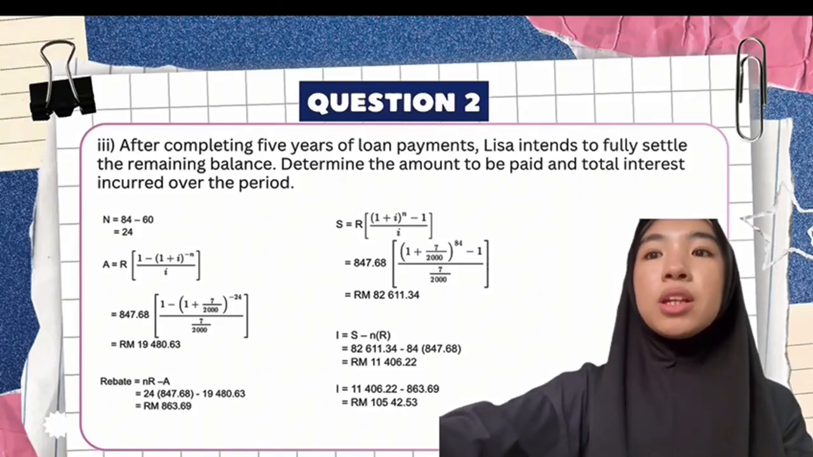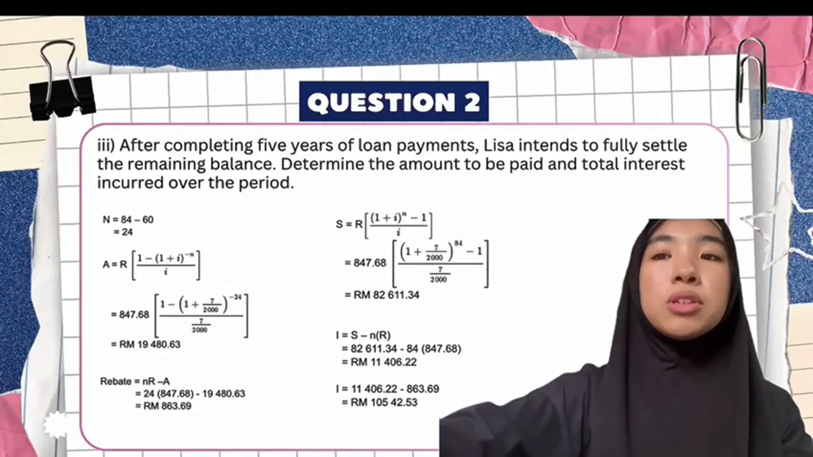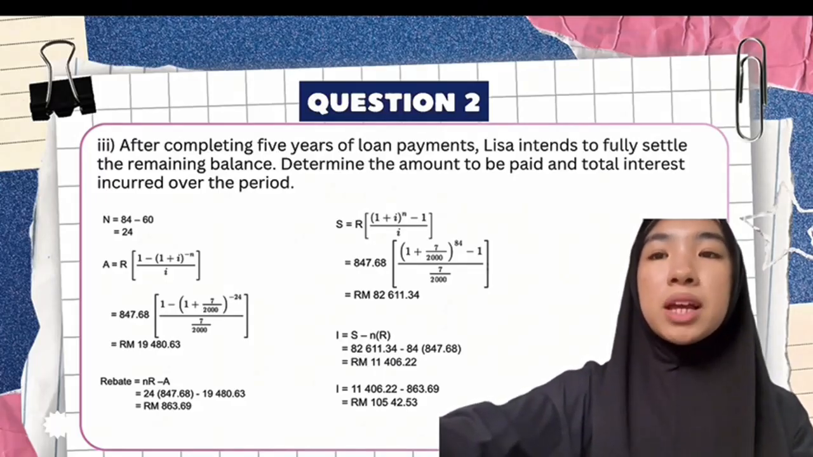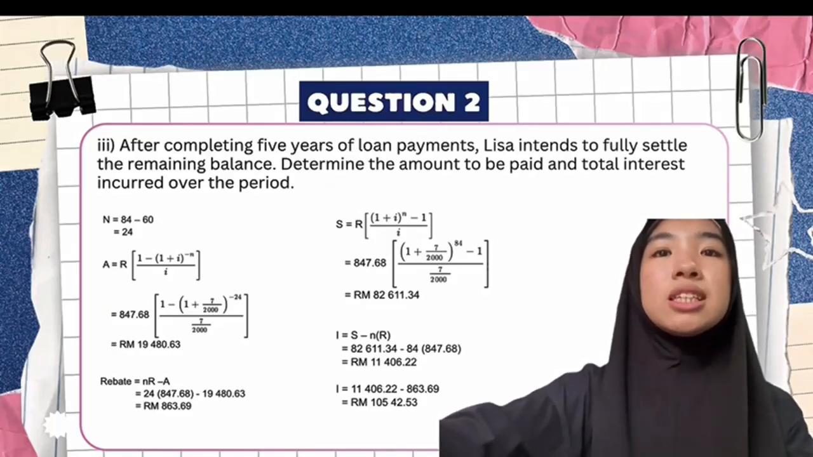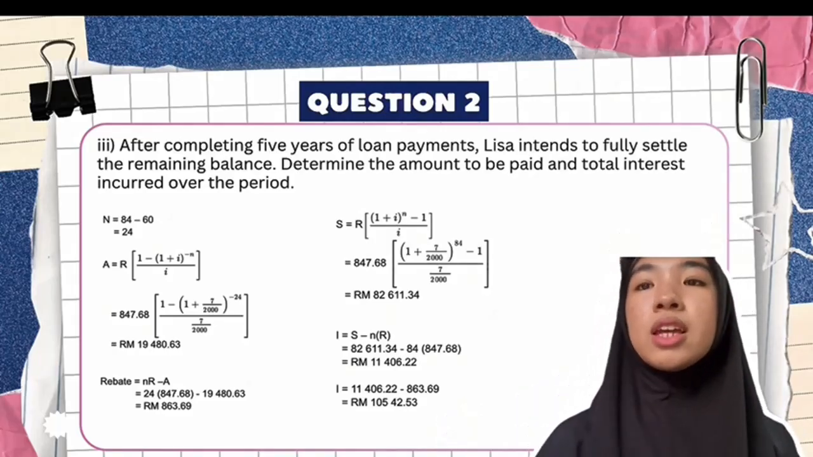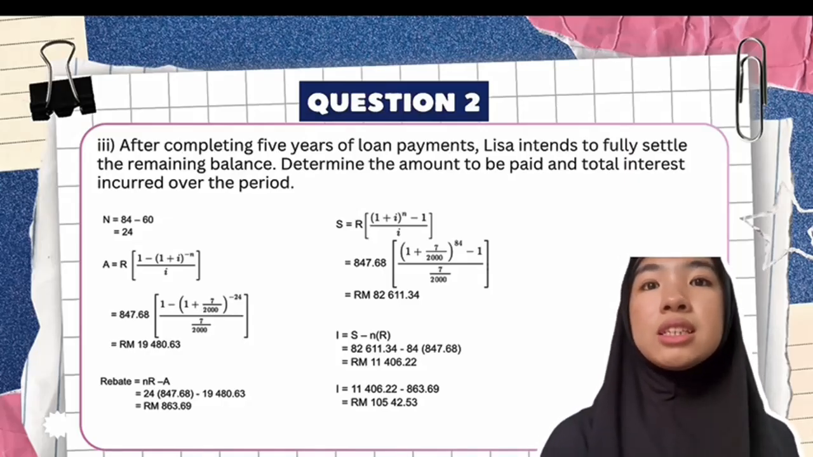So the total interest charge over the entire loan is found by subtracting the total paid in installments, using the formula I equals S minus n multiplied by R. S is 82,611.34 minus 84 multiplied by 847.68, and we will get 11,406.22.